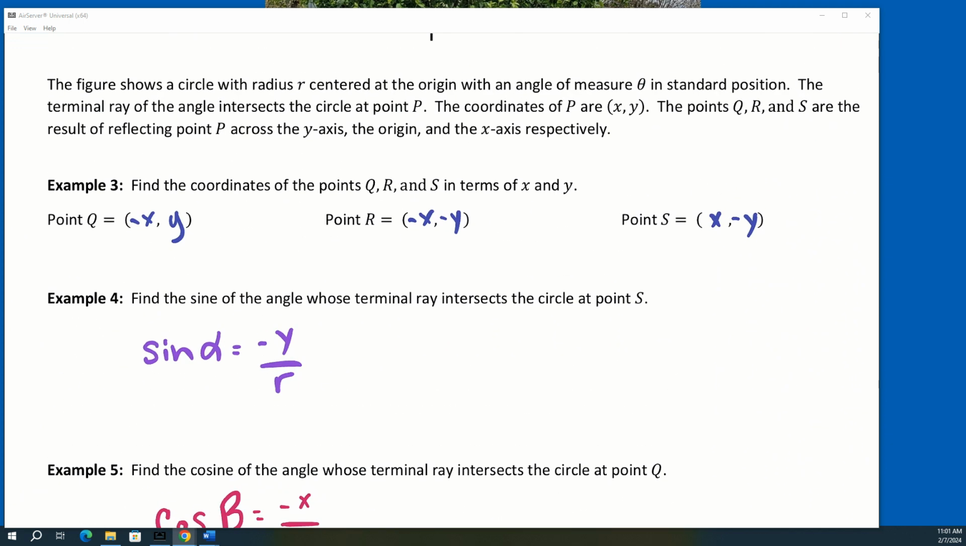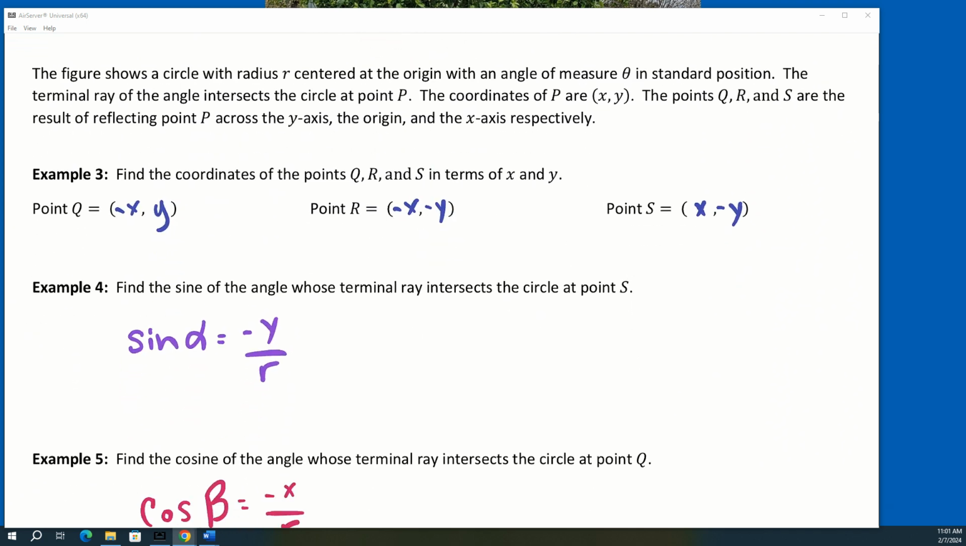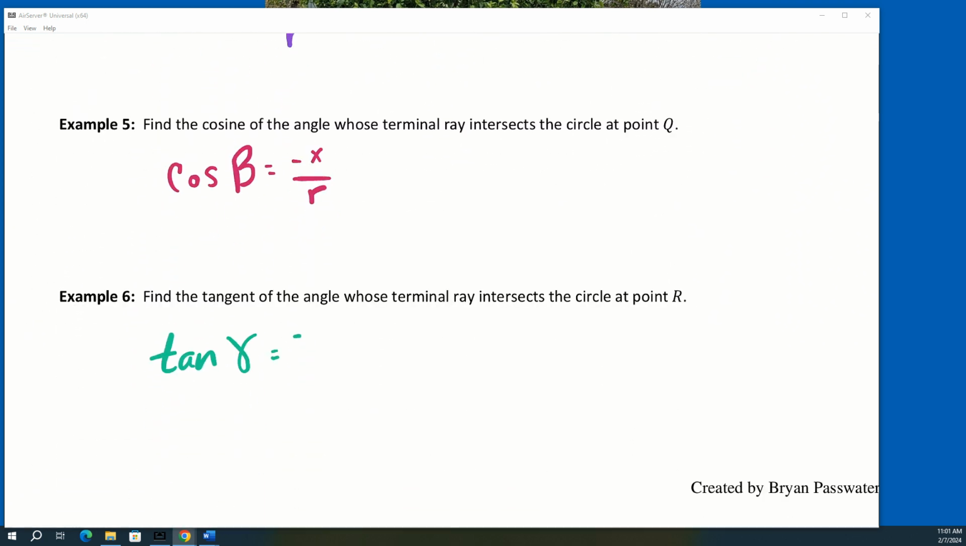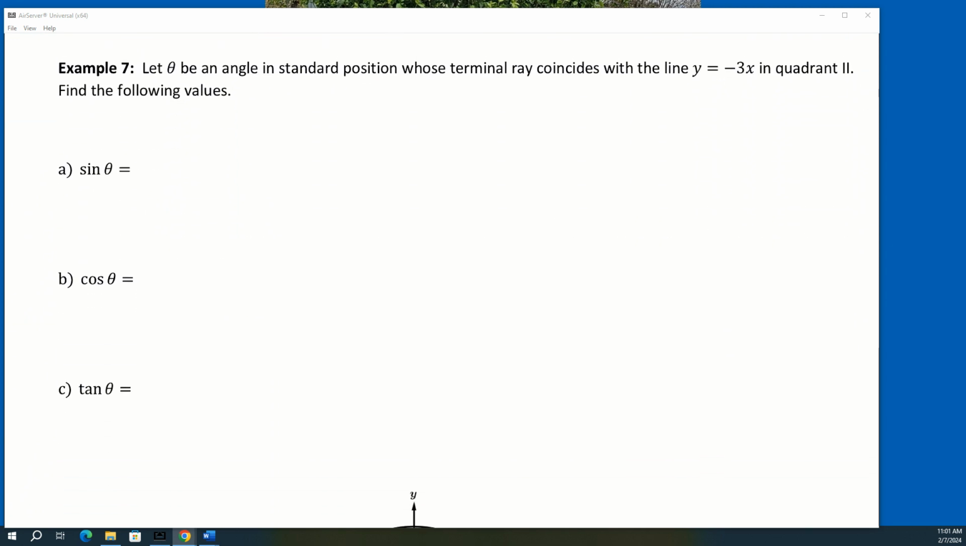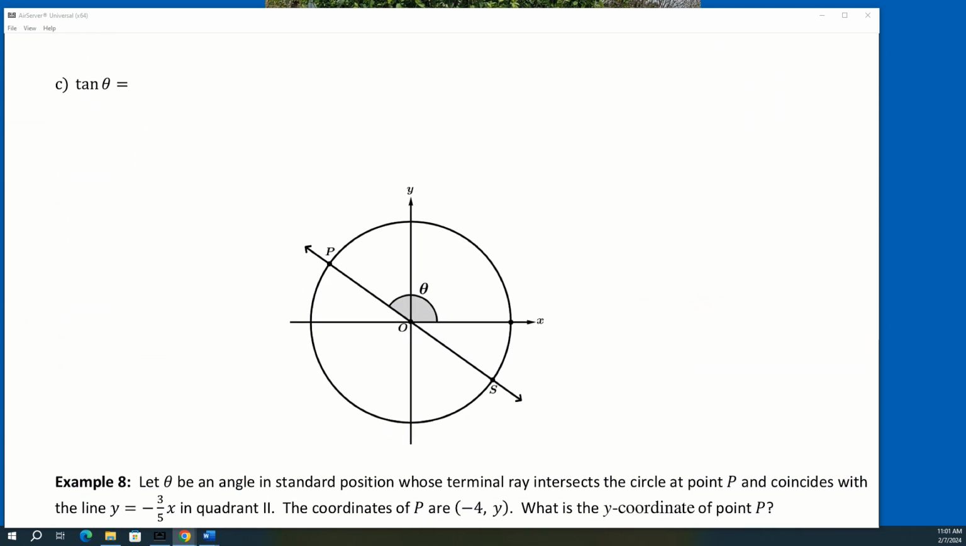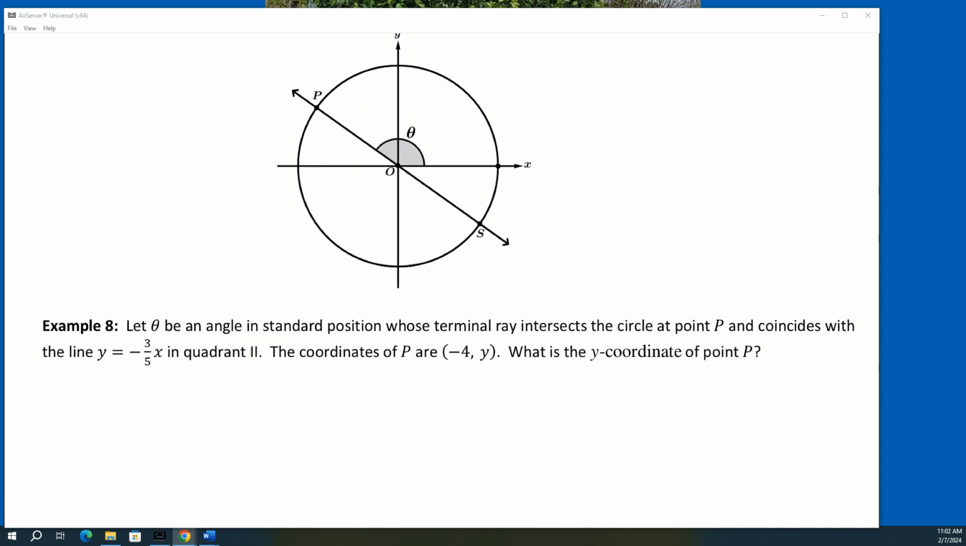And that's going to be the y coordinate divided by the x coordinate. So we have negative y divided by negative x. You wouldn't ever leave it like that because you know that a negative divided by a negative is a positive. Now the ones that are on your assignment have actual numbers for x and y, which to me makes a little bit more sense than just using x and y. That's okay. Okay, we are going to hold off on example 7 because I want you all to have some time and go to example 8.